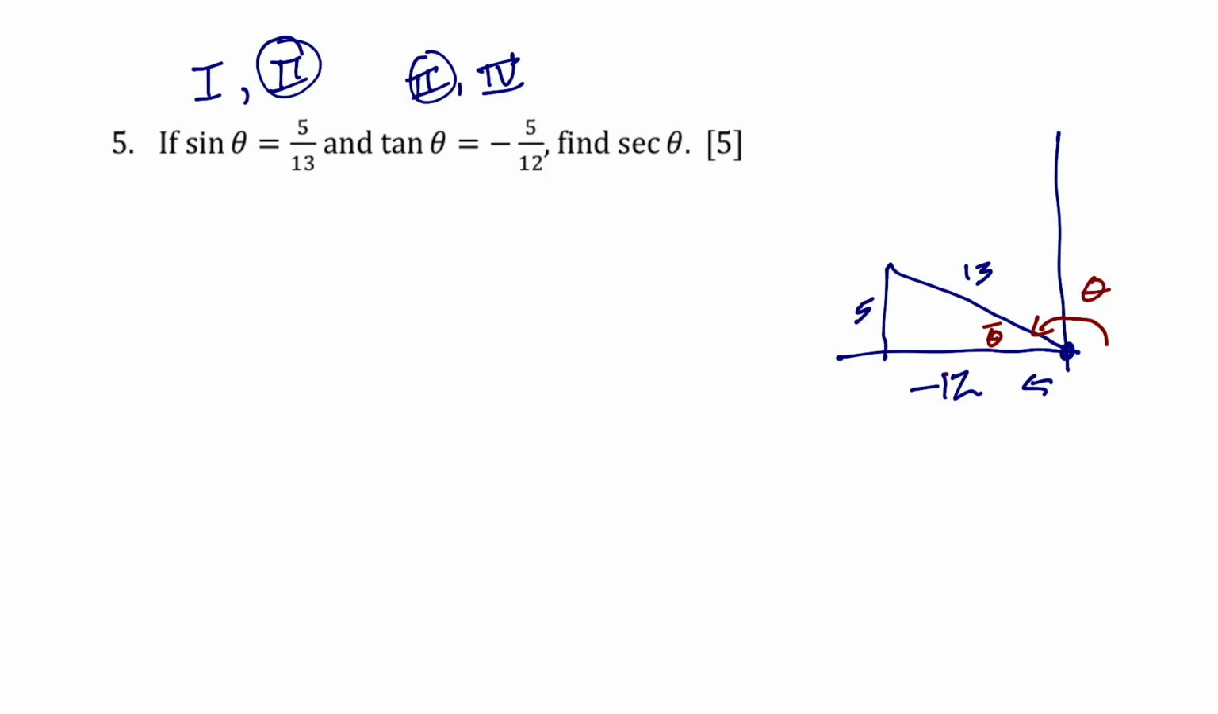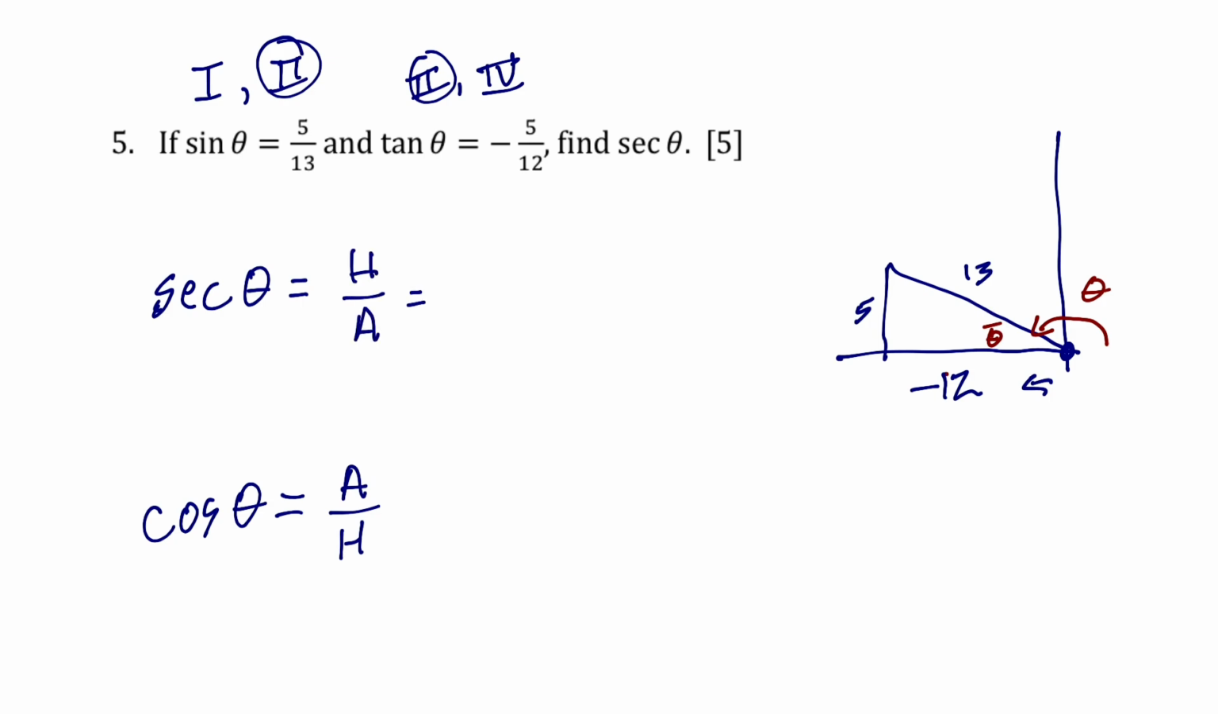So what we want to do is find the secant. So let me jot this down. The secant, well, I know that the cosine and the secant are reciprocals. So adjacent over hypotenuse is what we would use for the cosine. So we're going to use the hypotenuse over the adjacent for the secant. The hypotenuse happens to be 13, and the adjacent side is negative 12. So we would probably simplify that by saying negative 13 twelfths. So that takes care of number 5.